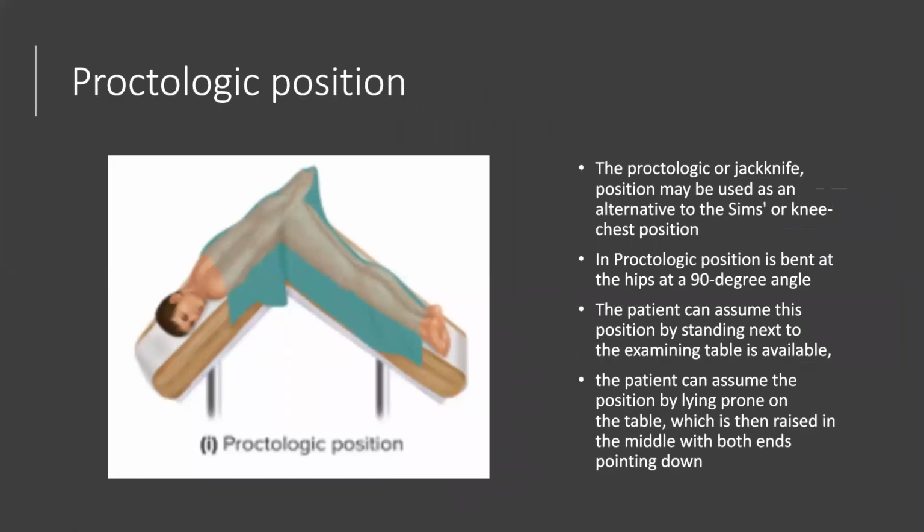The proctologic position can be used as an alternative for a Sims or knee to chest position. In the proctologic position, the patient is bent at the hips at a 90-degree angle, and the patient can assume this position by standing next to the examining table that is available. The patient can also assume this position by lying prone on the table, which is then raised in the middle with both ends pointing down.